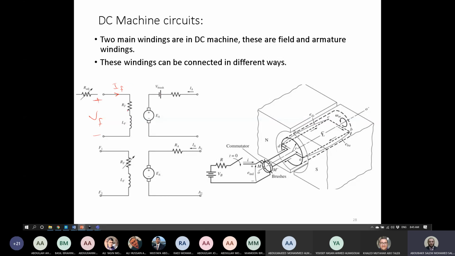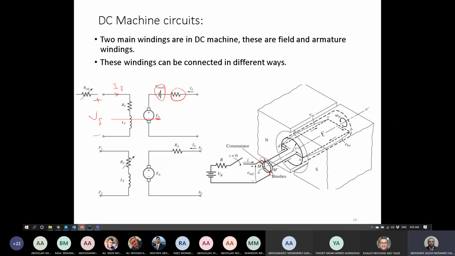This current will produce flux. That flux will cut the rotor windings and produce an EMF on the rotor winding itself. This EMF, which is EA, okay, and you will have some voltage drop on the brushes here. So we can say that we have some electrical voltage drop here equal to V brushes, and also you will have some electrical losses over resistance as well, resistance of windings. So we can say that we have another resistance here representing the circuit and armature winding.